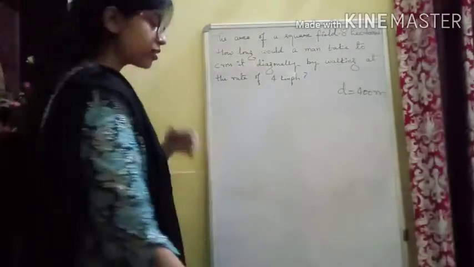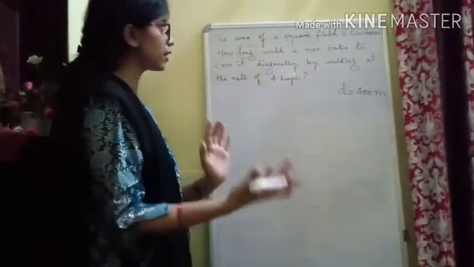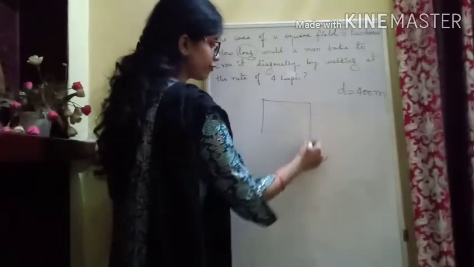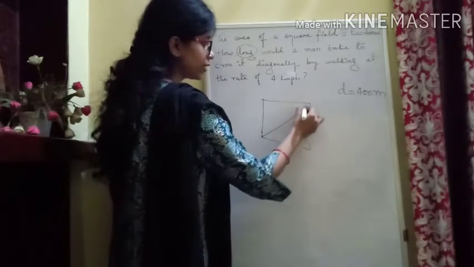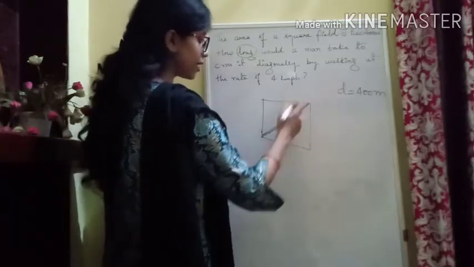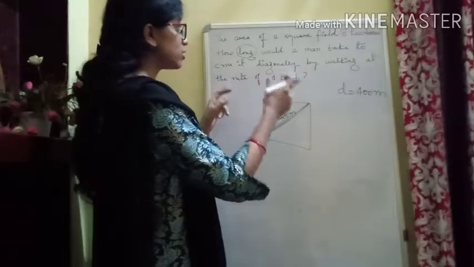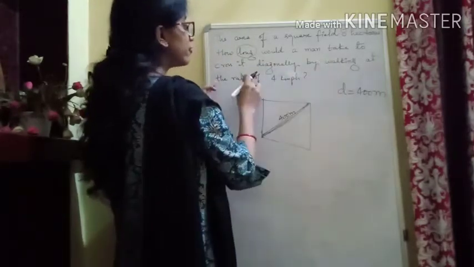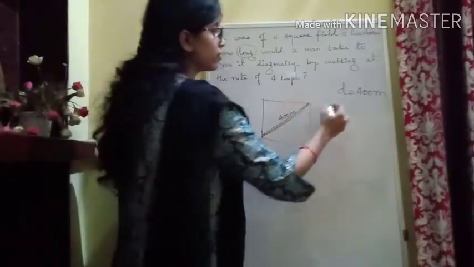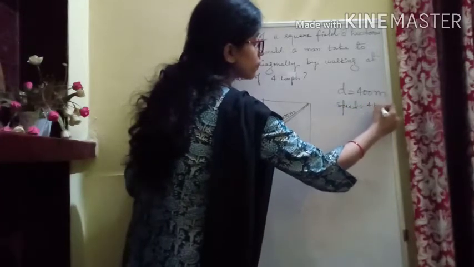Now let us understand, they are asking how long. How long means what time? How long, what time would a man take to cross it diagonally? We are having a square field. A man is crossing it diagonally. That means this length he is covering. What distance is that man covering? It is 400 meter. He is walking, by the way, with a rate of 4 km per hour. That means what is the speed of the man given? Speed of the man is given 4 km per hour.